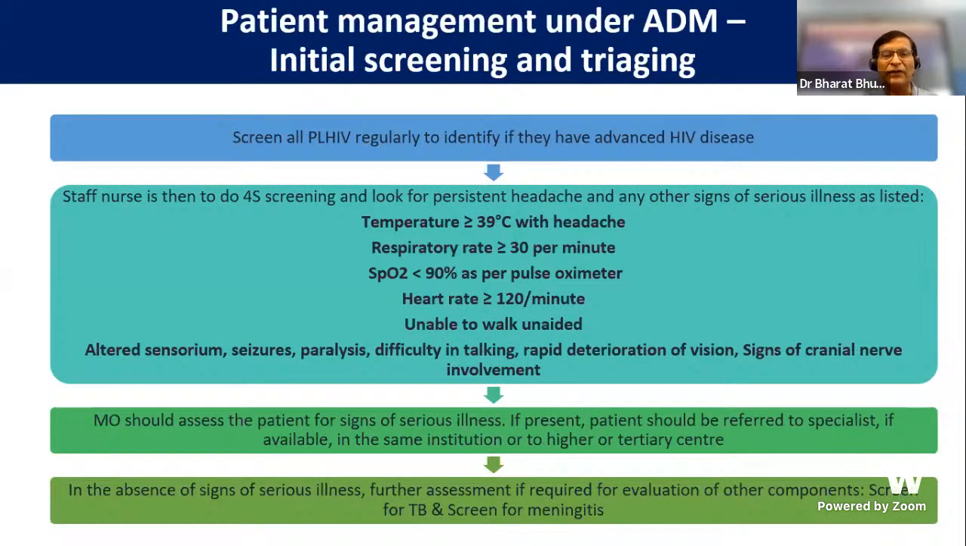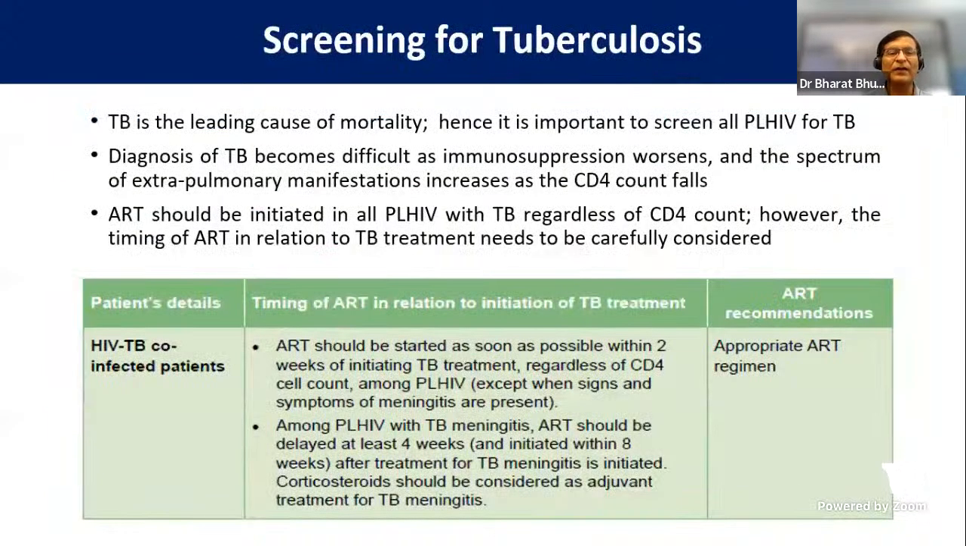So initial screening and triaging is very important, because the person has to be triaged in the beginning, not that he has to go through all the steps. If he has high temperature, high respiratory rate, low saturation, heart rate more than 120, is unable to walk unaided, may have seizures, history of seizures, or deterioration of vision, these are signs of serious illness, which the counselor should immediately fast track. The nurse should fast track to the medical officer, and if present, they should be referred to a specialist in the institution.